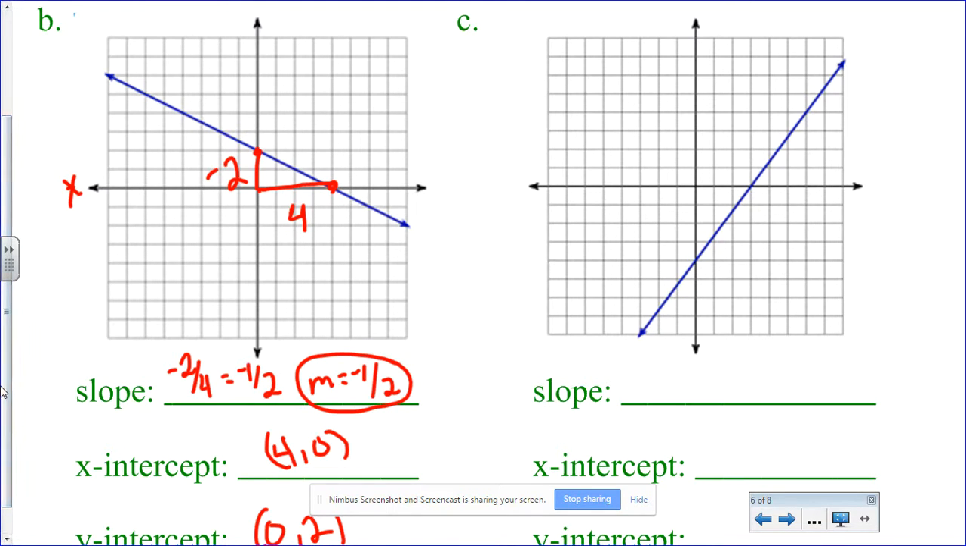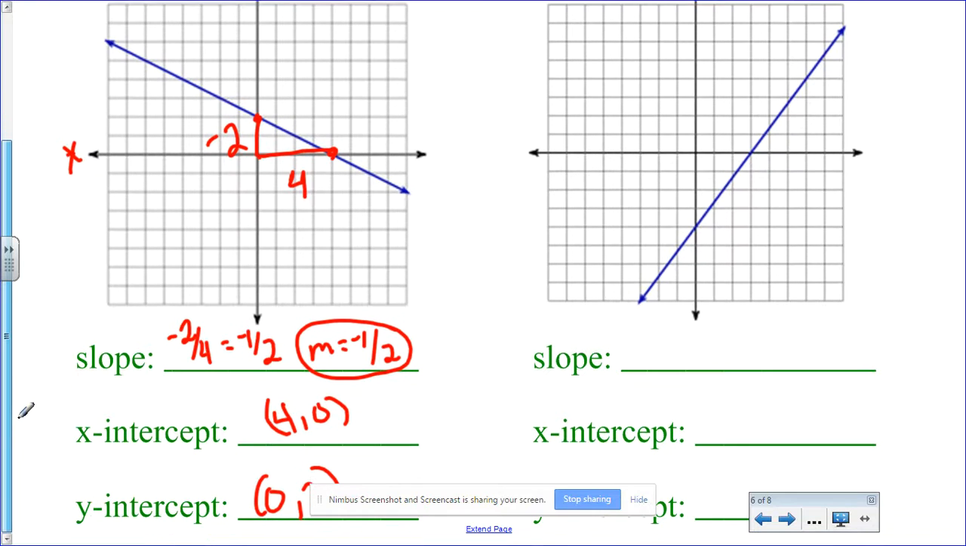Okay, so there's our first one on this page. So our x-intercept was at (4, 0), so over 4, up 0. Y-intercept was at (0, 2), over 0, up 2. And then we counted our rise over run. We went down 2 over 4.